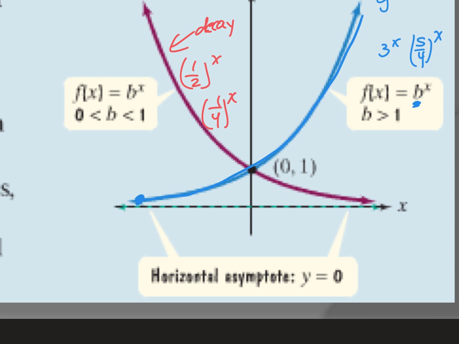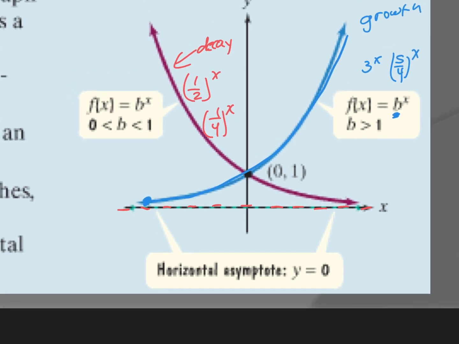In this case, it happens to be y equals 0. Your horizontal asymptote will change, and I'll show you how. But your horizontal asymptote will also determine your range. So in this case, what's my range for both the blue graph and the red graph? Read from bottom to top.